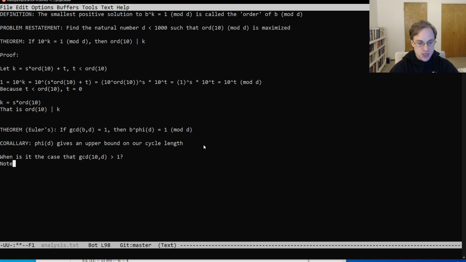We'll say, note, if GCD(10, D) is greater than 1, then 2 divides D or 5 divides D. Also, recall that D divides 10^k minus 1. You'll just remember that from section 1. That's what we're trying to find, solutions to this statement.